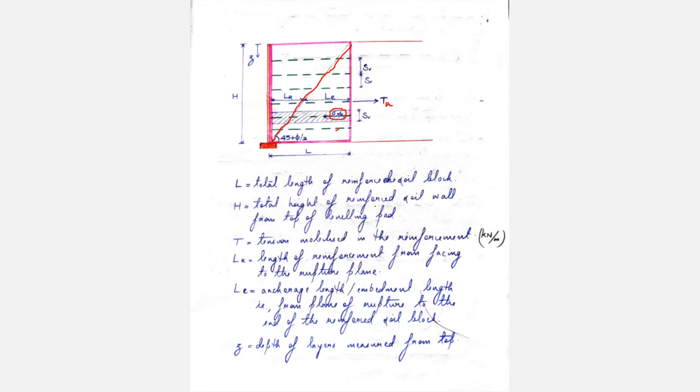The other type of failure is pull out failure of the reinforcement. That happens when sufficient length is not embedded beyond this rupture plane. That embedment length is denoted as LE. Here LR is the length from the facing panel to the rupture plane, and LE denotes the length of the reinforcement from the rupture plane till the end of the reinforced soil block. So at each depth, the reinforcement should have sufficient embedment length. If there is no sufficient embedment length at each depth, then due to the forces exerted on them, the reinforcement can get easily pulled out.